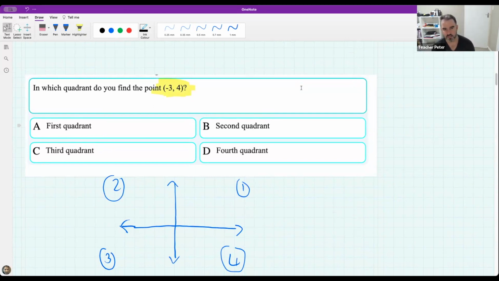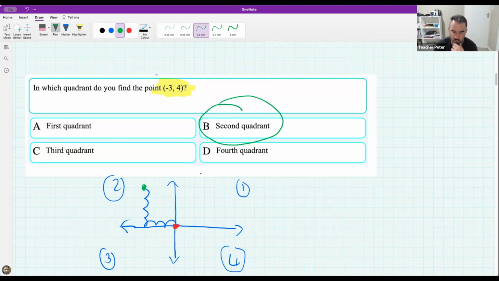Where is the point (-3, 4)? Which quadrant will it fall into? So you always start at the origin. What we have is we go 1, 2, 3 across, and then we go 1, 2, 3, 4 up. So that would be for me the point (-3, 4). Now, what quadrant is that in? It is in the second quadrant.